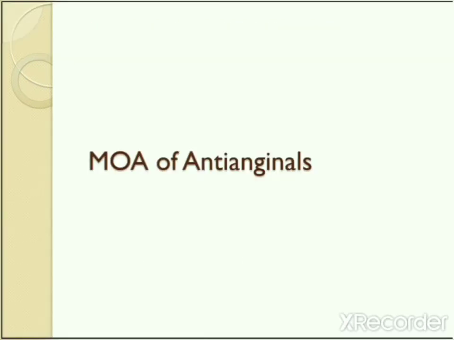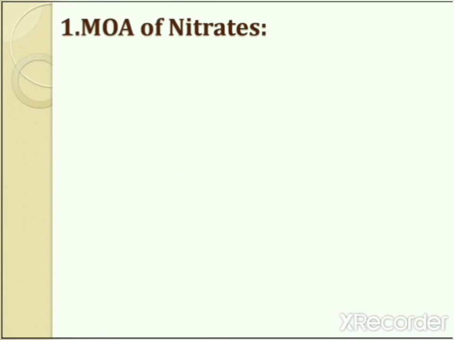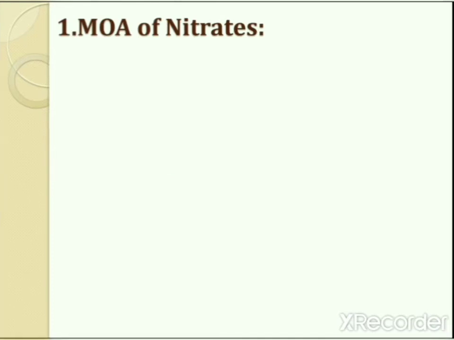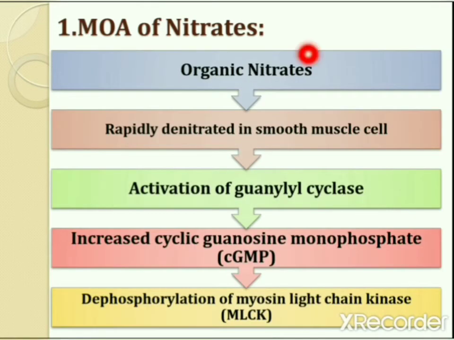Next is mode of action of antianginals. First of all, I will discuss mode of action of nitrates. The organic nitrate agents are prodrugs that are sources of nitric oxide. Organic nitrates are rapidly denitrated in smooth muscle cells and produce nitric oxide. Nitric oxide activates the soluble isoform of guanylyl cyclase, thereby increasing intracellular levels of cGMP. In turn, cGMP promotes the dephosphorylation of the myosin light chain and the reduction of cytosolic calcium, and leads to relaxation of smooth muscle cells in a broad range of tissues.